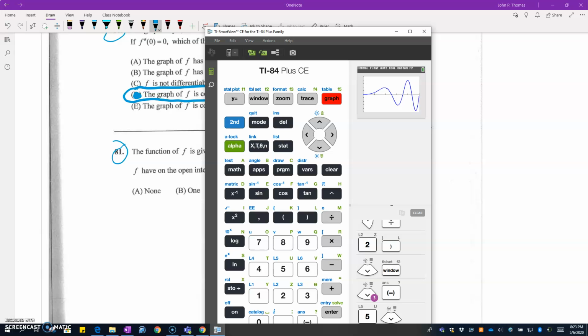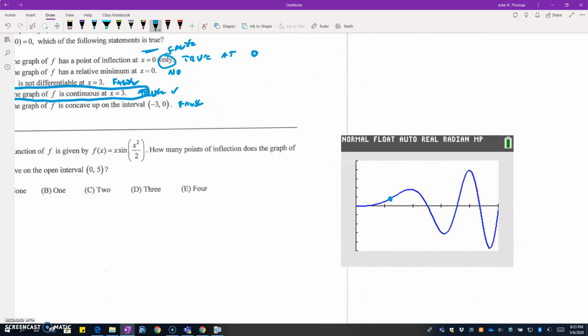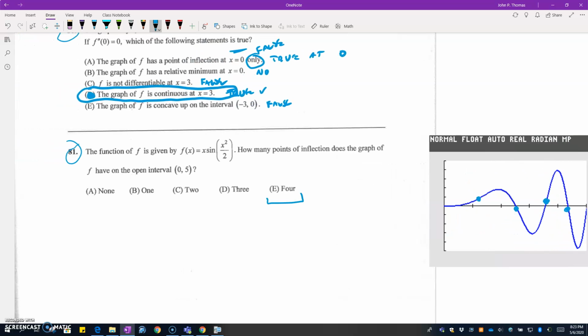All right, and we get this graph. Now, it's going to be a little bit difficult from the graph alone to have an idea as far as how many inflection points. I could take a guess here. Let me copy this over so we've got it in the document. It appears as though we'd have one right about here, another one right about there, another one right about there, and another one right here. So from this graph, it looks like 1, 2, 3, 4, which would be choice E.